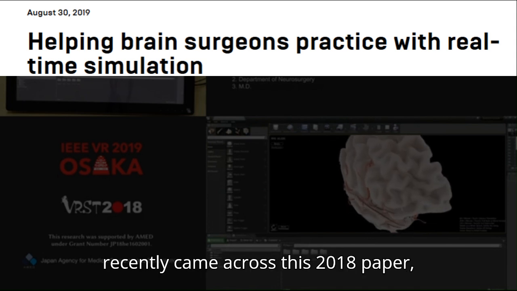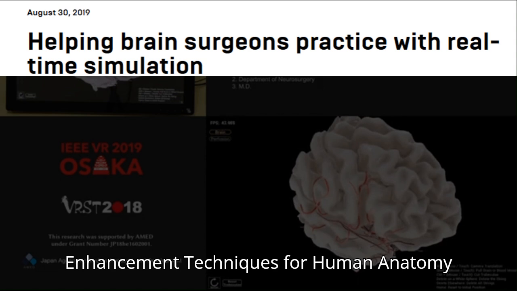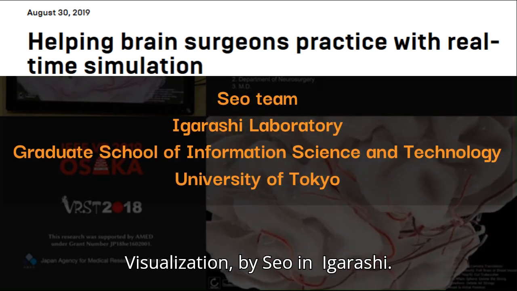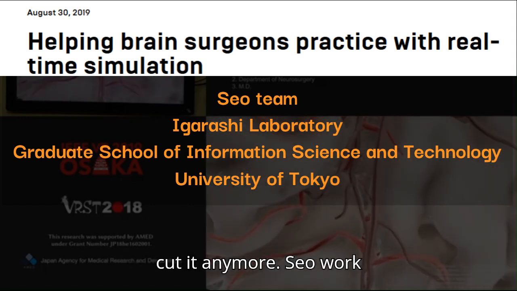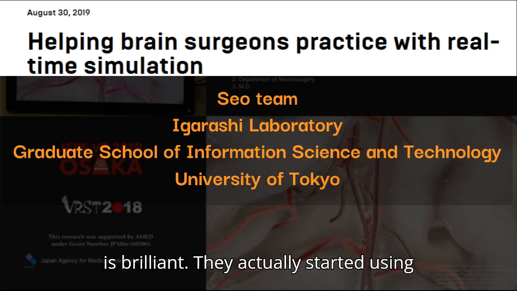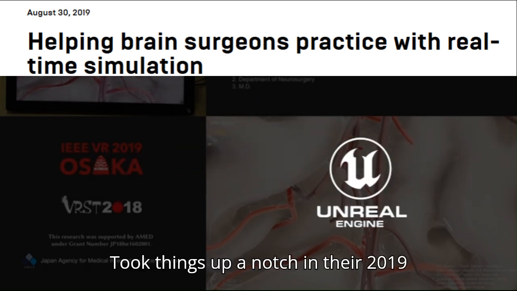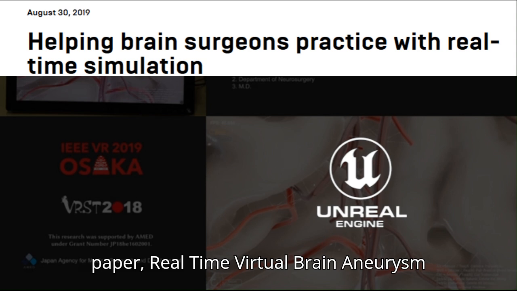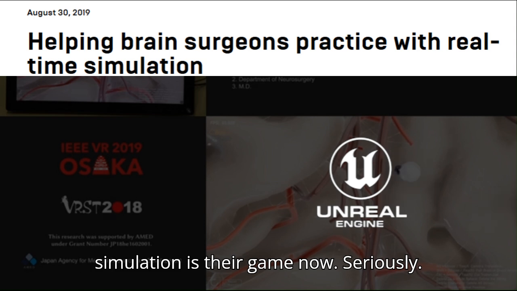Exactly. I recently came across this 2018 paper, Enhancement Techniques for Human Anatomy Visualization, by Seo and Igarashi. They said traditional visuals just don't cut it anymore. Seo's work is brilliant. They actually started using Unreal Engine to tackle that problem. Took things up a notch in their 2019 paper, Real-Time Virtual Brain Aneurysm Clipping Surgery. Real-time brain simulation is their game now.